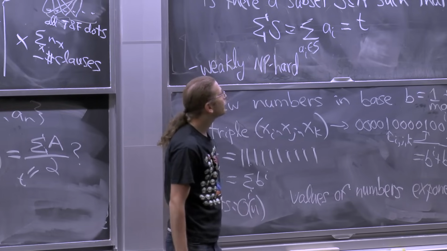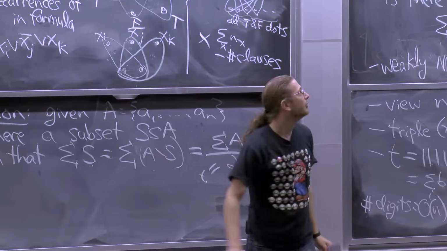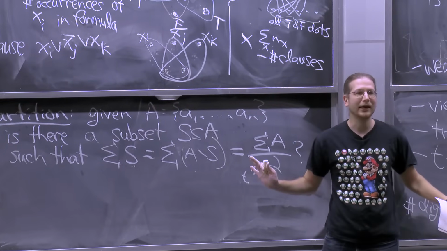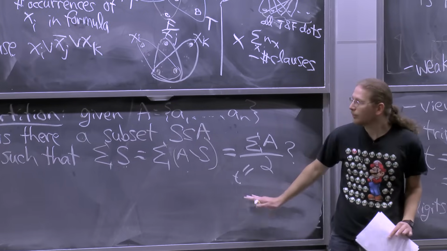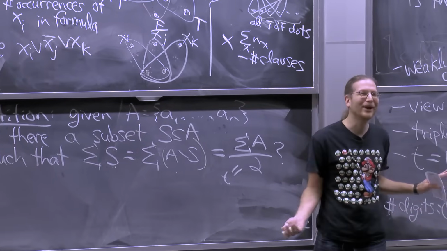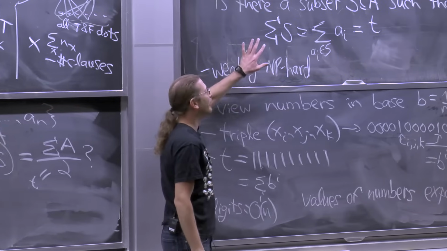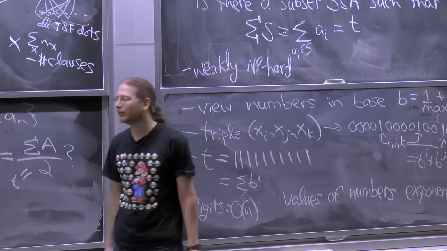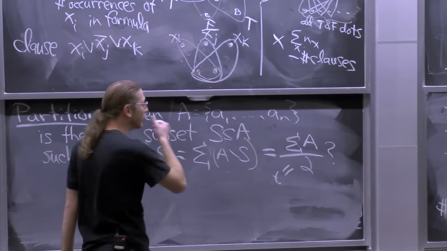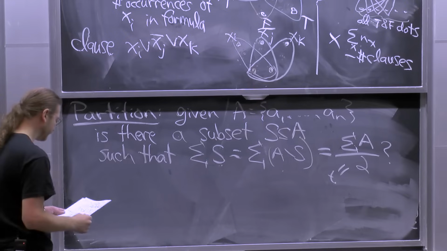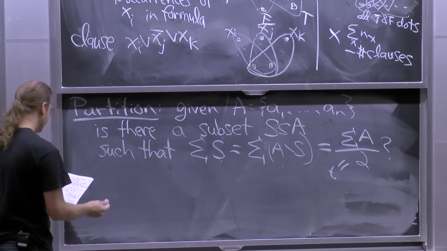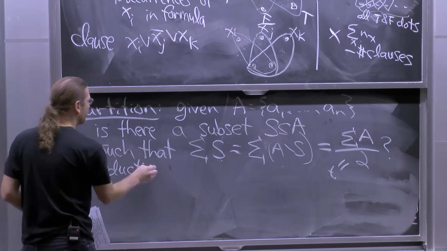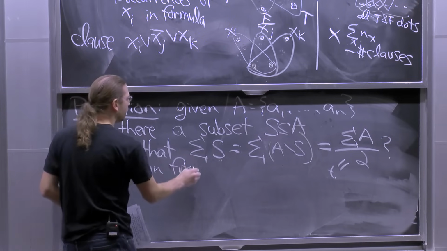In other words, I can reduce partition to subset sum. I just compute this value and set that to t and then leave the a's alone. That will reduce partition to subset sum. But that's not the direction I want. I want to reduce from subset sum, a problem I can prove is NP-complete, to partition, because I want to prove that partition is NP-complete. So in this case, there's an easy reduction in one direction. This direction is a little harder. So reduction from subset sum.